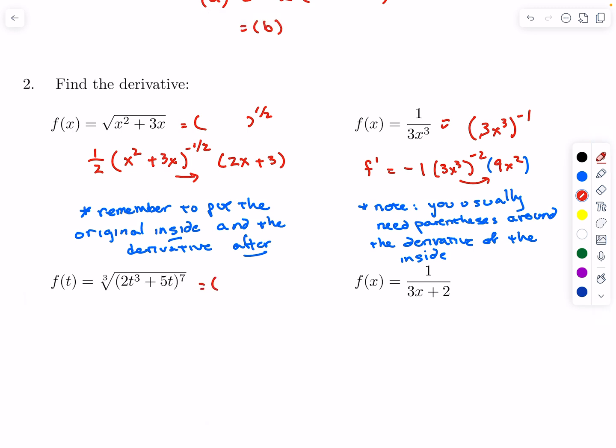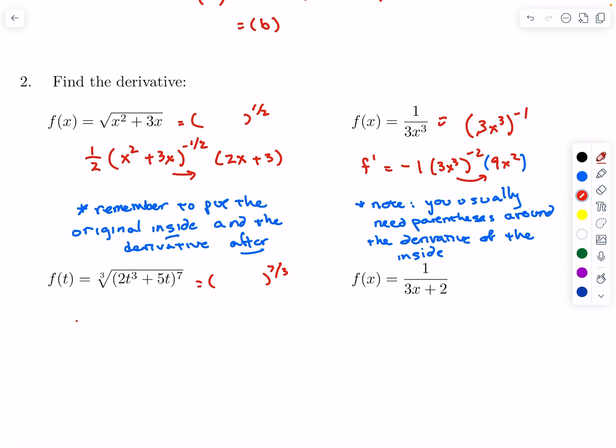Don't forget this is foohickey to the 7/3, not 3/7. So 7/3 foohickey to the 7/3 minus 3/3 is 4/3. Put the derivative of the inside. Remember, I've already taken care of the 7, so the inside is 2t cubed plus 5t. And the chain rule says times 6t squared plus 5.